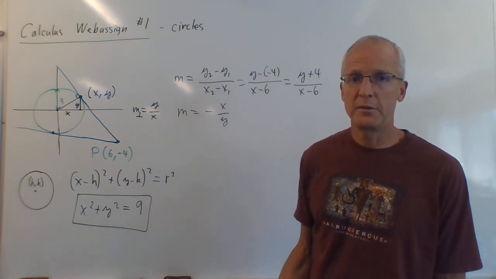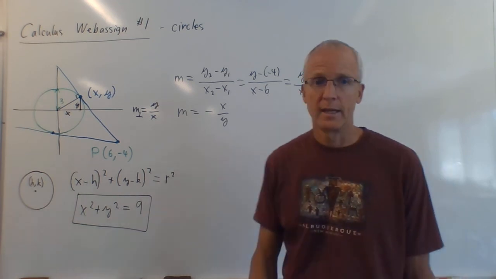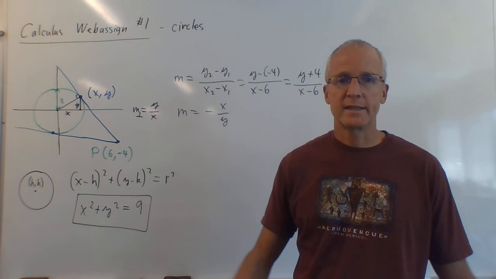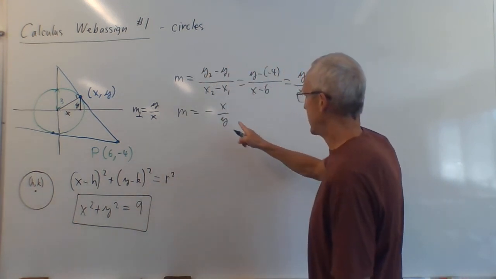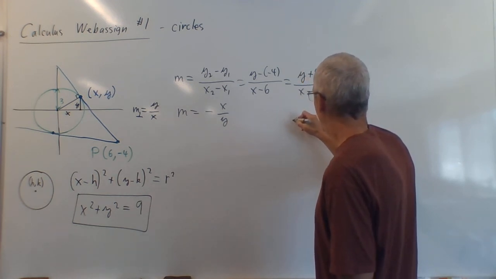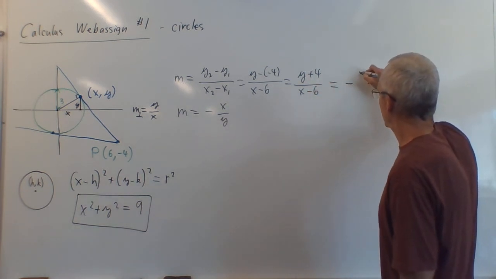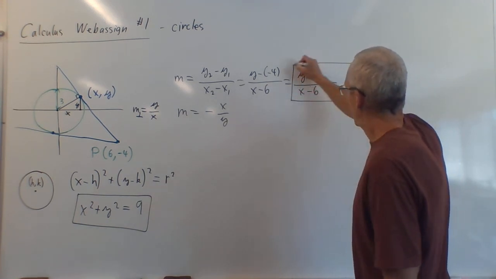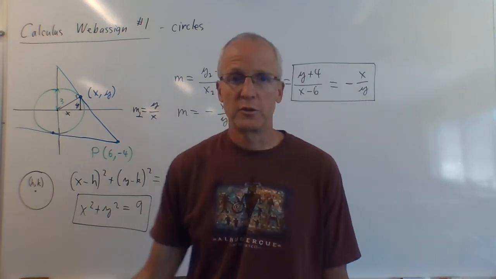So we have m being two things. We have it as negative x over y. It's also y plus 4 over x minus 6. Same slope. So we can set those equal. And then we only have x's and y's. So this is one slope, and the other one is negative x over y. And that's our other formula. This one only has x's and y's, and this one only has x's and y's. We have two equations and two unknowns.